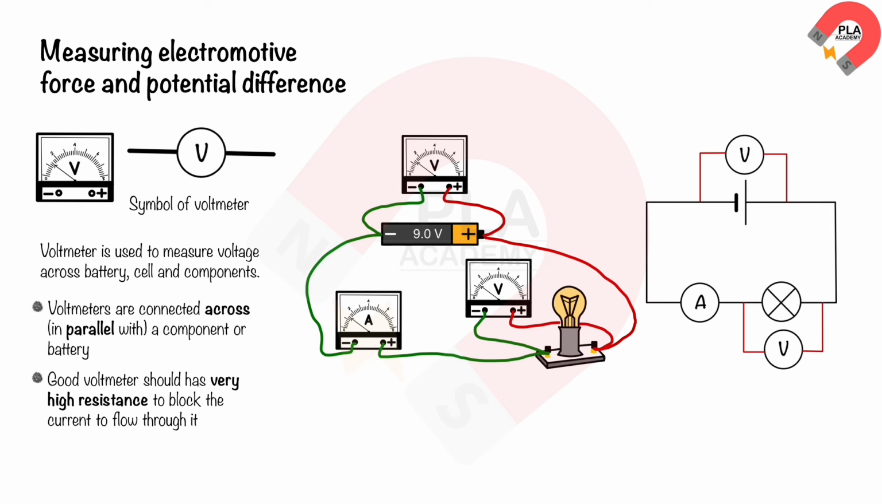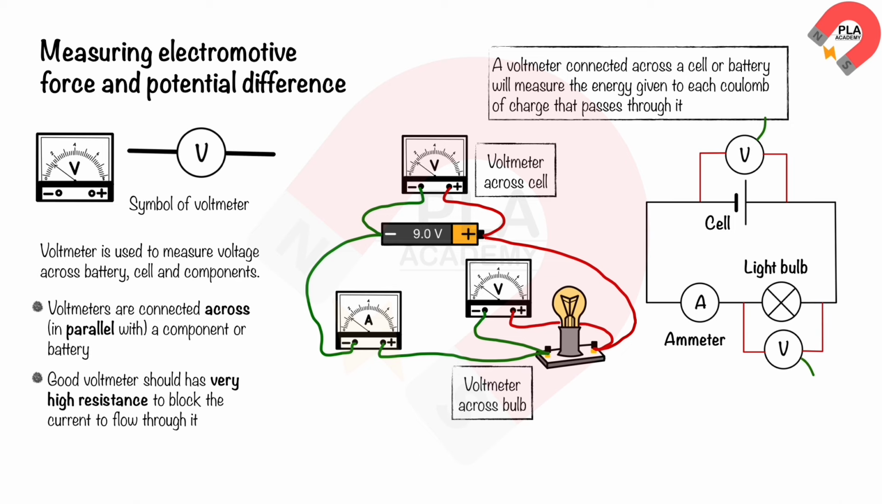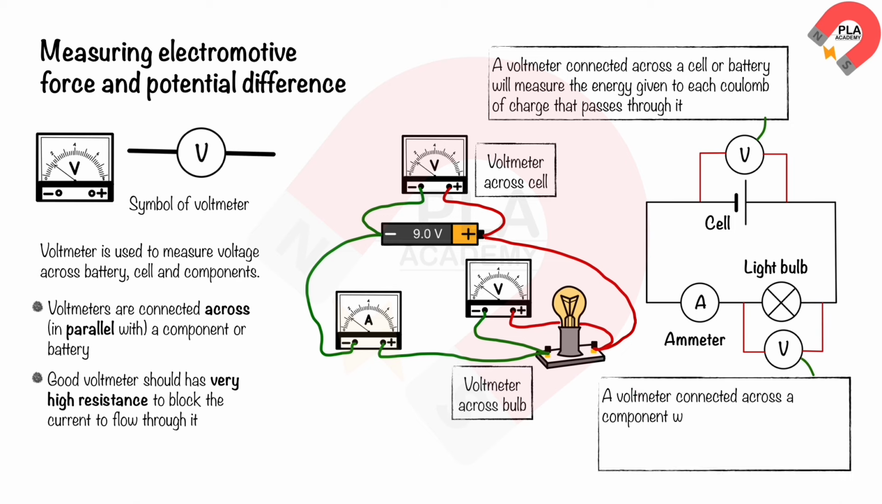A simple circuit is shown in the diagram. This is a cell. This is a light bulb. This is an ammeter. A voltmeter connected across a cell or battery will measure the energy given to each coulomb of charge that passes through it. A voltmeter connected across a component will measure the electrical energy transferred when each coulomb of charge passes through it.